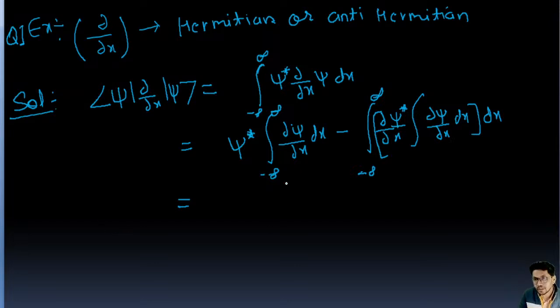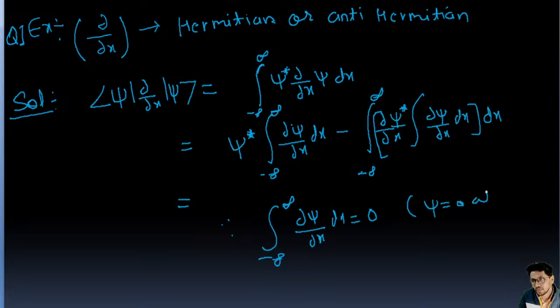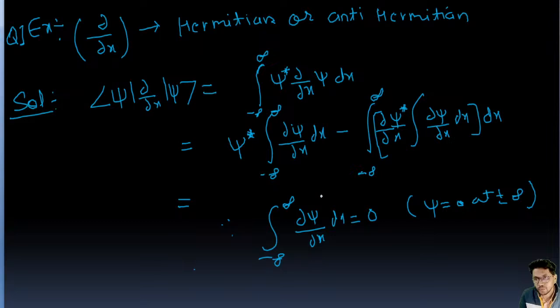So it means this value, integration minus infinity to plus infinity d psi over dx into dx, this value is going to be 0, because psi tends to 0, or psi is 0 at plus minus infinity. Okay, psi is 0 at plus minus infinity. This we should know. So this value is going to be, now I'll write in next page. So this value is going to be psi star del over del x psi, this value is 0.